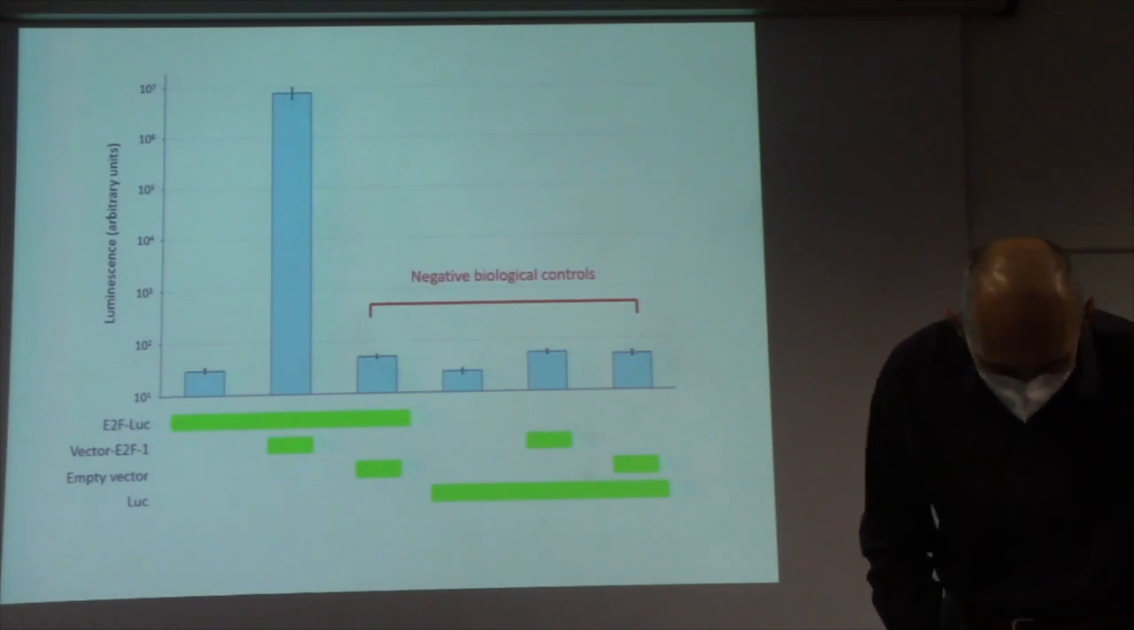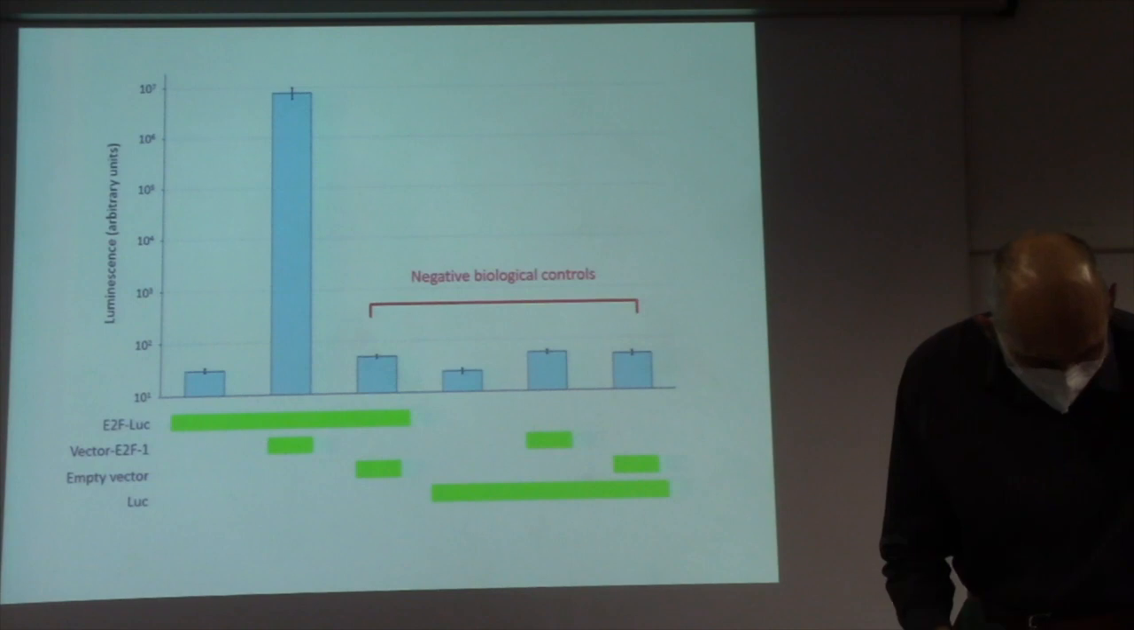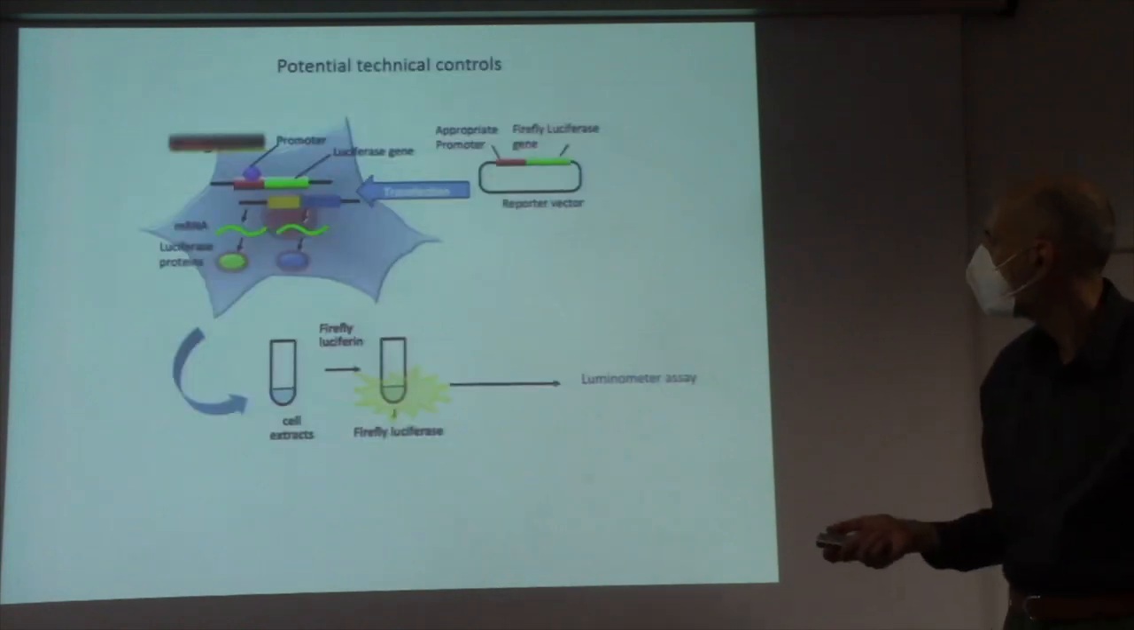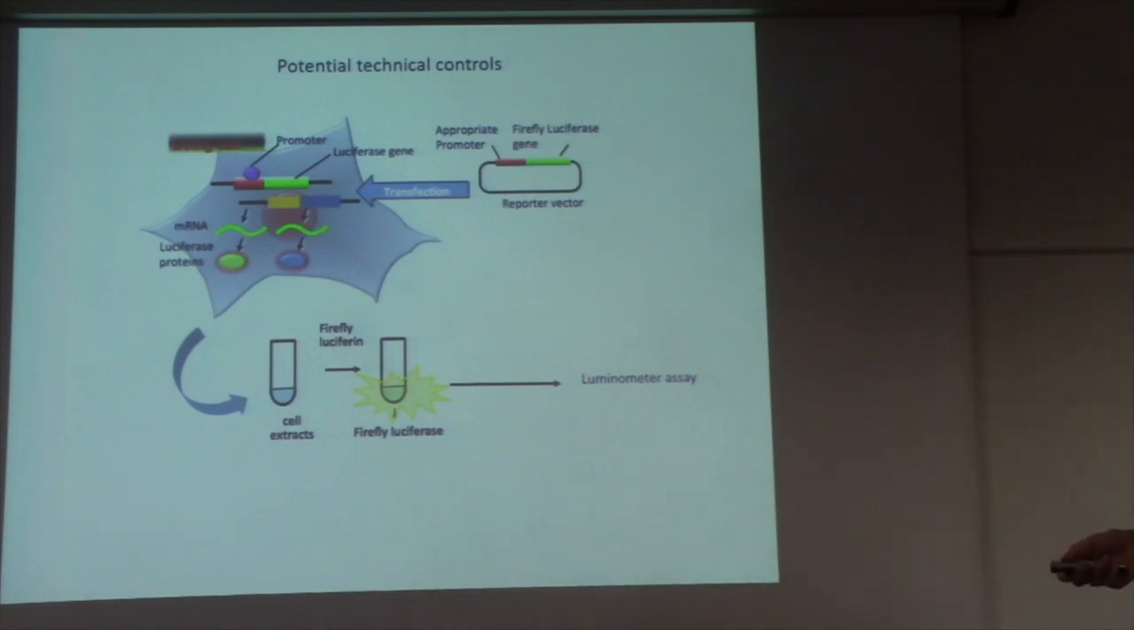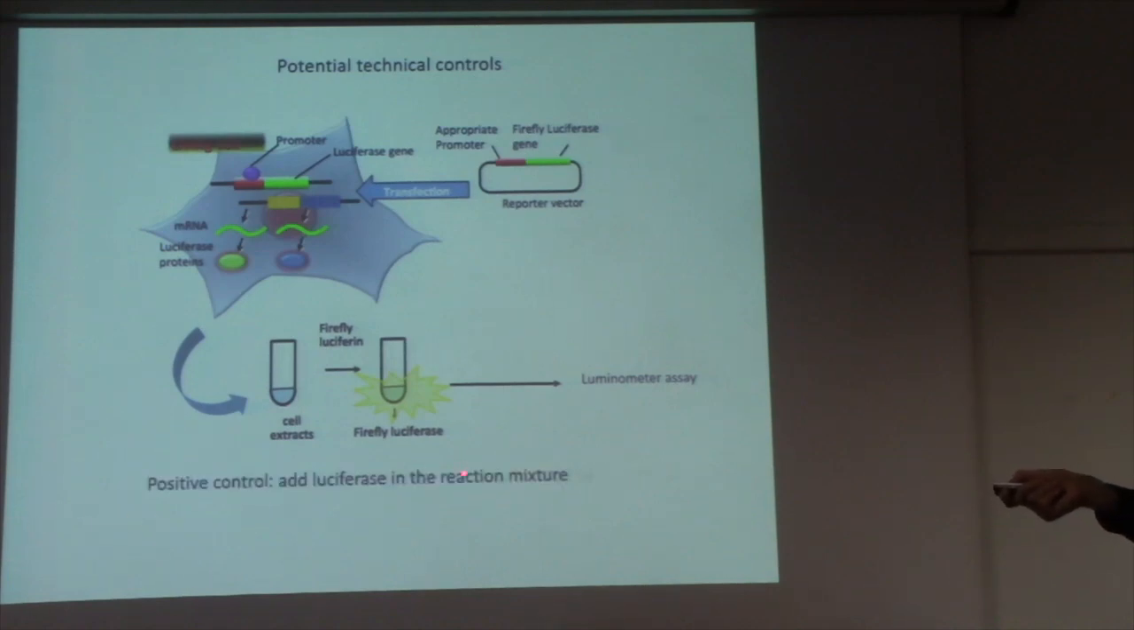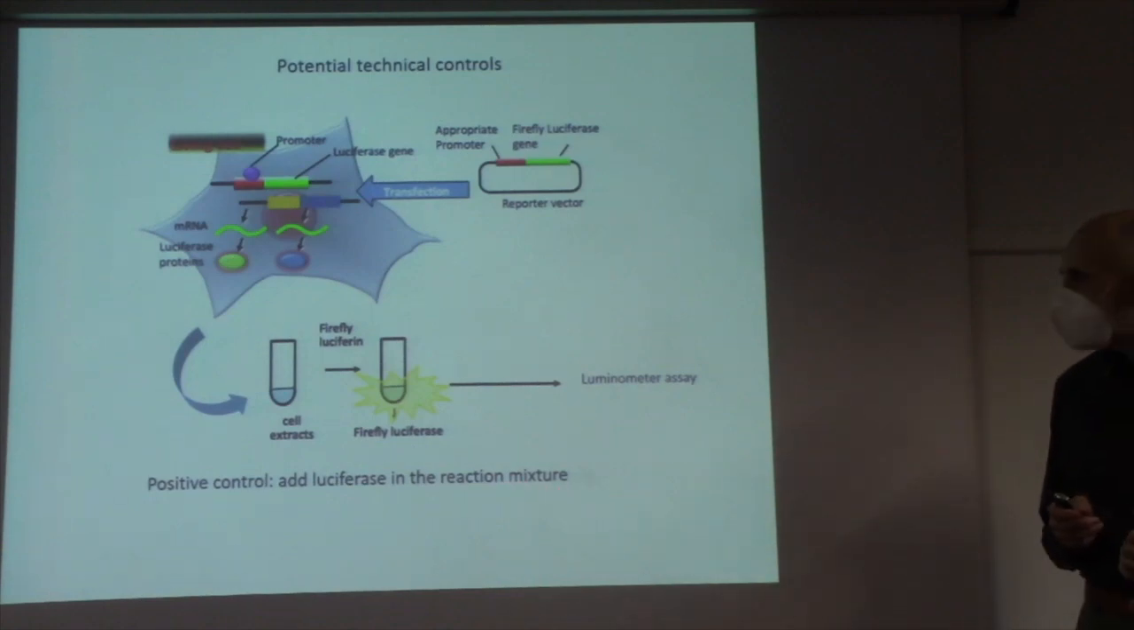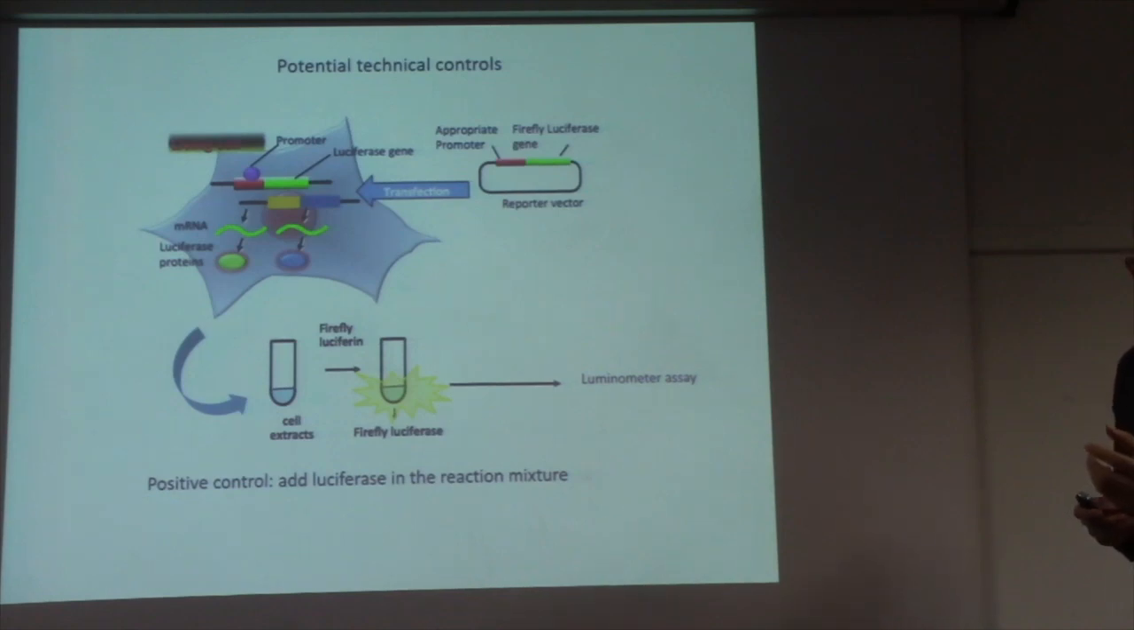Oh, we are at the end of the lesson, so I'll skip the rest, which is basically details. I'll be very quick if you allow me a few more minutes. This is a way to introduce technical controls. A positive control would be simply to add luciferase in the reaction mixture. If I add luciferase in the reaction mixture and then I measure it, I must read something. If I don't, my instrument is not working.